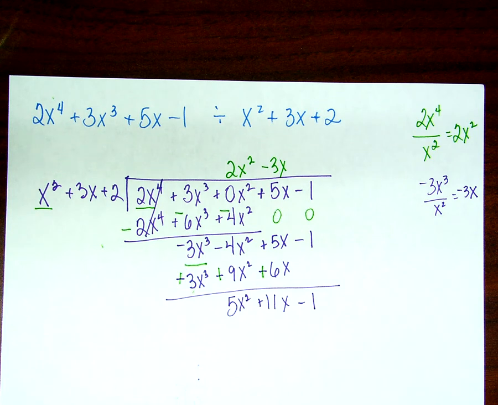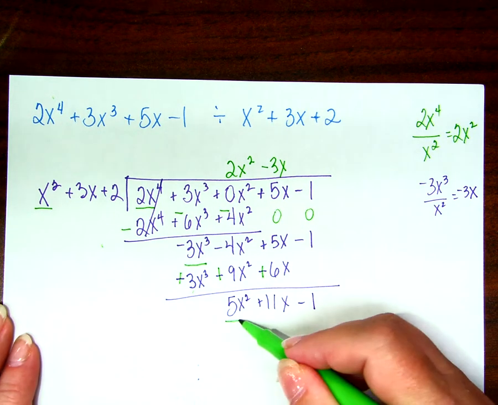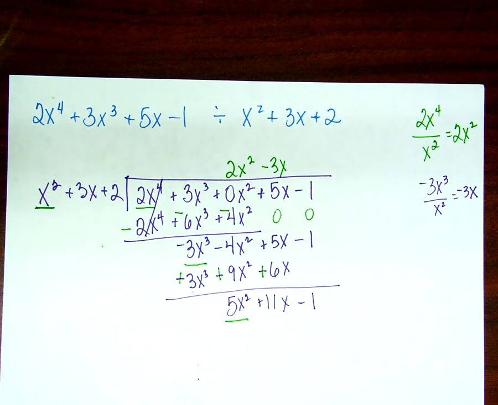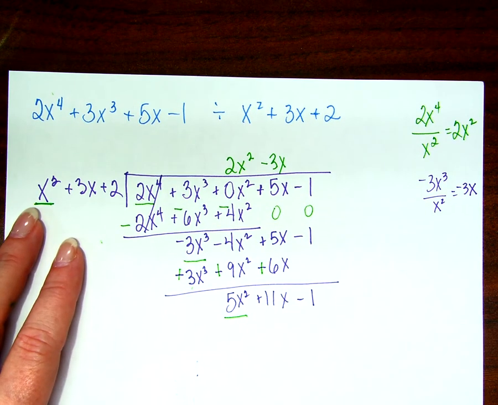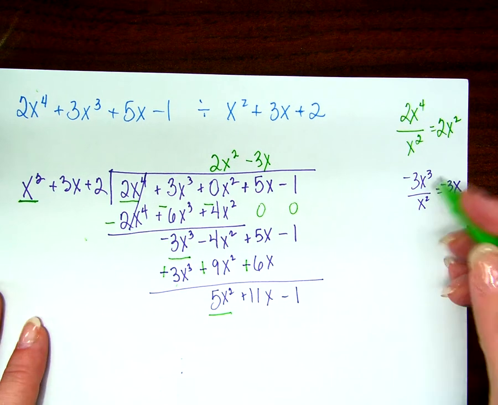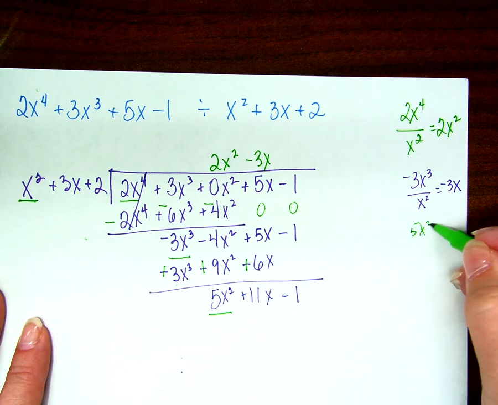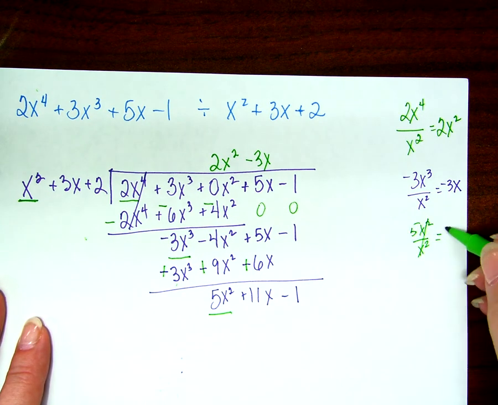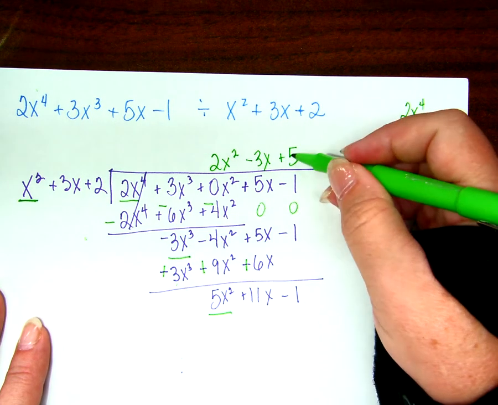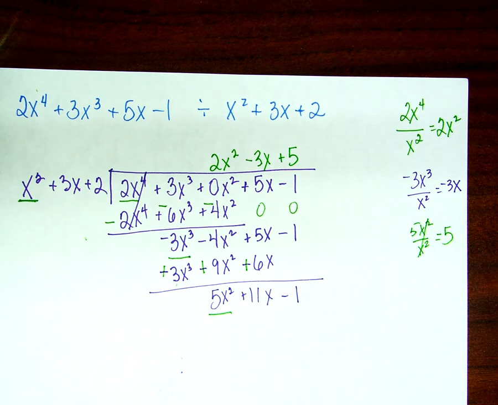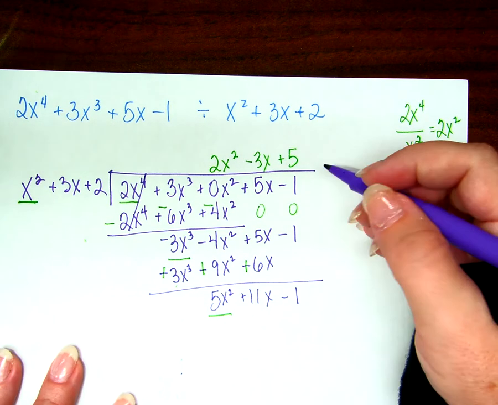Now what? Start all over again. Divide the first term here by the first term here. What is 5x squared divided by x squared? Do I need to write that one for you? 5x squared divided by x squared? 5, yeah, for sure. And again, it goes above the term that it's like. It's the constant, so it goes above the constant, right?